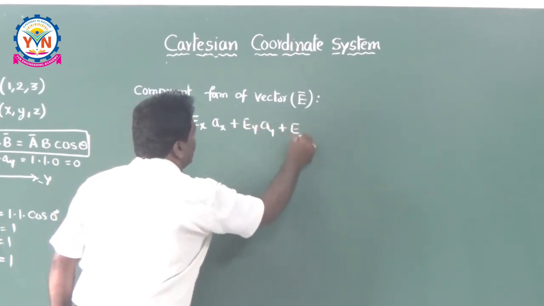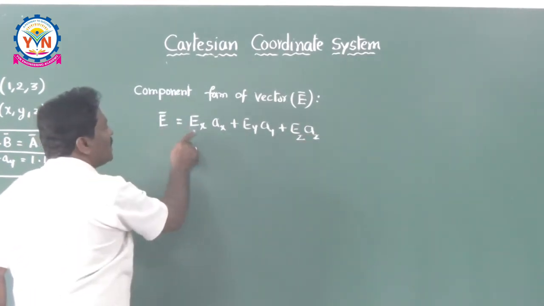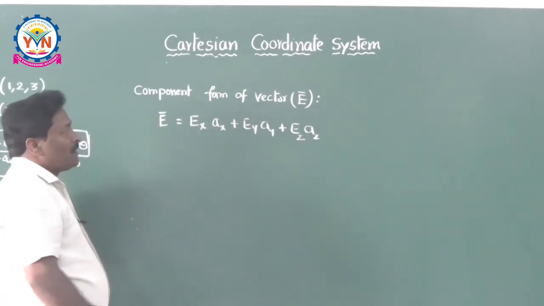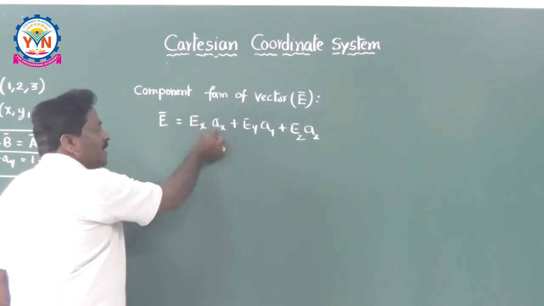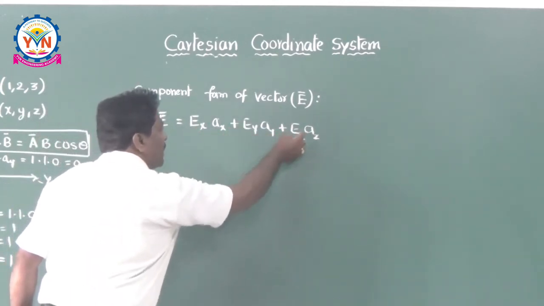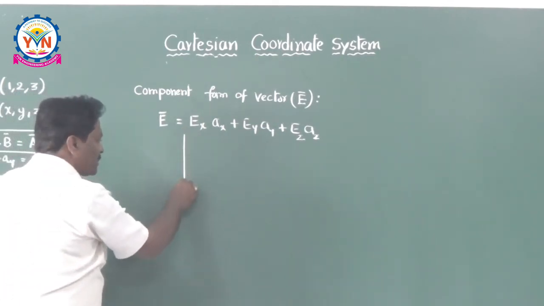This is nothing but the component form of an electric field intensity. E bar is equal to Ex Ax + Ey Ay + Ez Az. That means the electric field has an Ex contribution in the x direction, an Ey component in the y direction, and an Ez component in the z direction. So, diagrammatically, you can represent it like this.